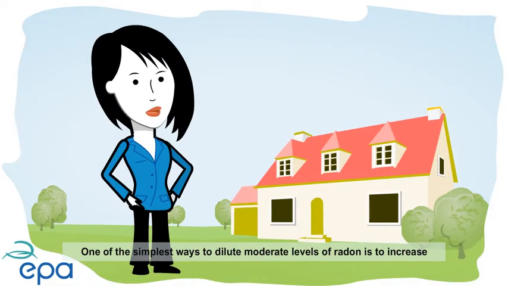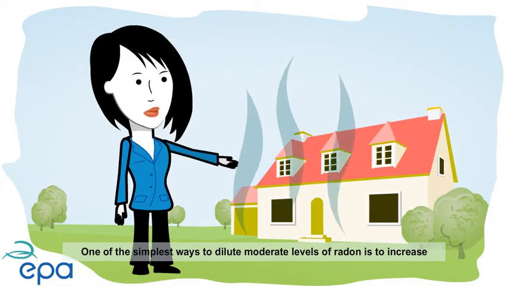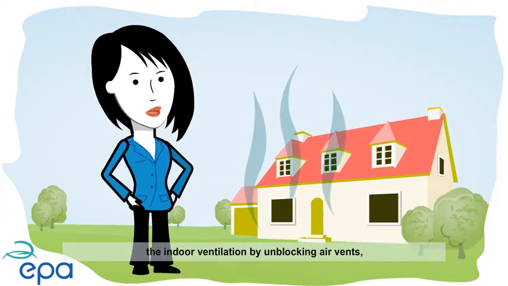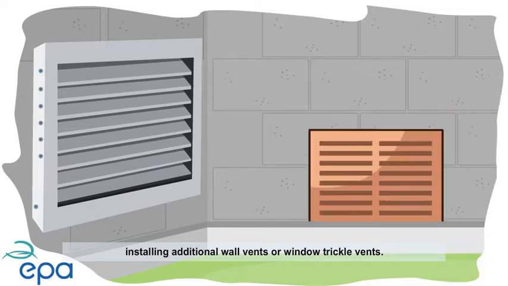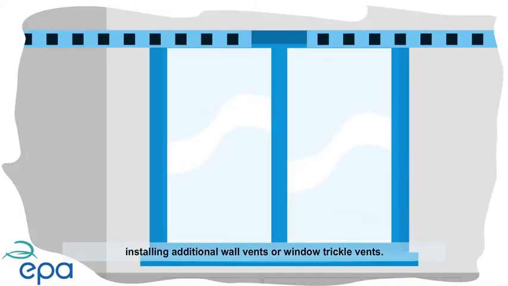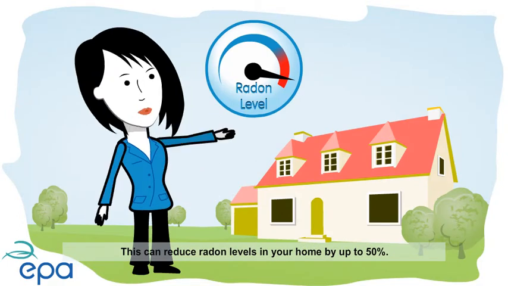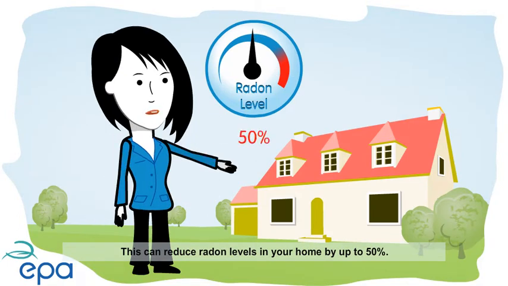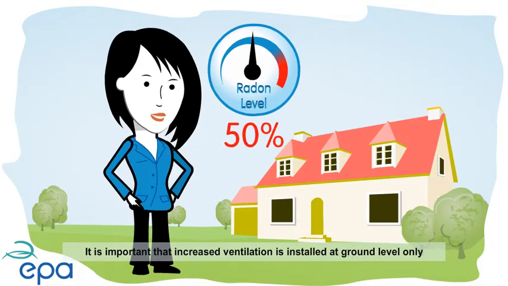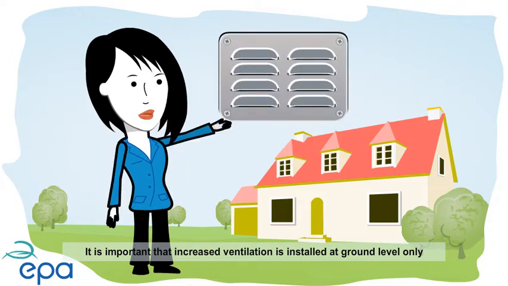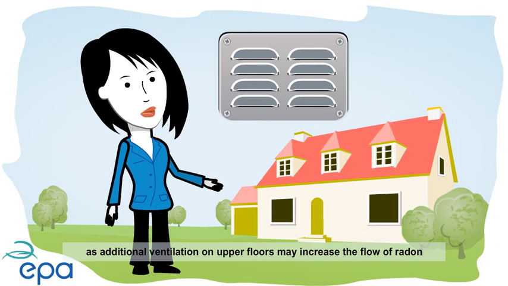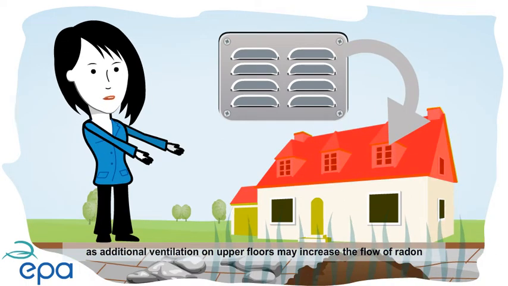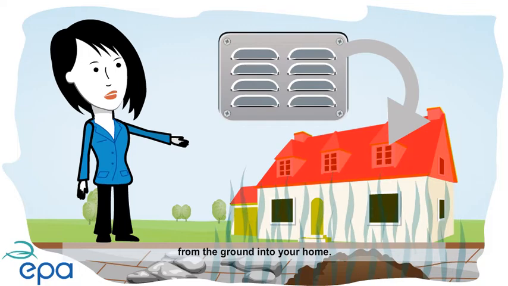One of the simplest ways to dilute moderate levels of radon is to increase the indoor ventilation by unblocking air vents, installing additional wall vents, or window trickle vents. This can reduce radon levels in your home by up to 50%. It is important that increased ventilation is installed at ground level only, as additional ventilation on upper floors may increase the flow of radon from the ground into your home.